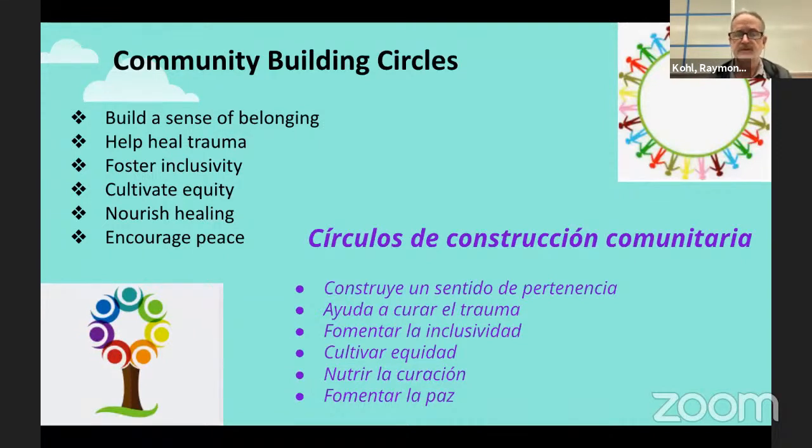Through restorative practices, we have what's called community building circles. The students sit in a circle and are asked simple questions. Sometimes it starts with just things like, what's your favorite animal? The idea is that we're getting to know each other better, starting to share things. We're finding out that my favorite animal, the wolf, is this person's favorite animal too. We have connections. So community building circles build that sense of belonging. They help to heal trauma, and they encourage peace. Next slide, please.